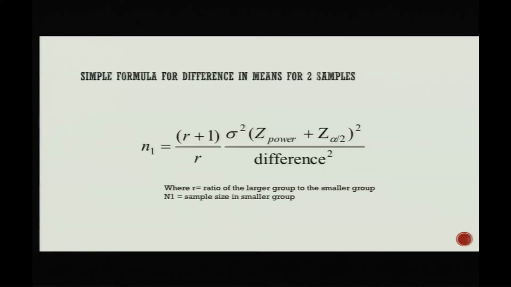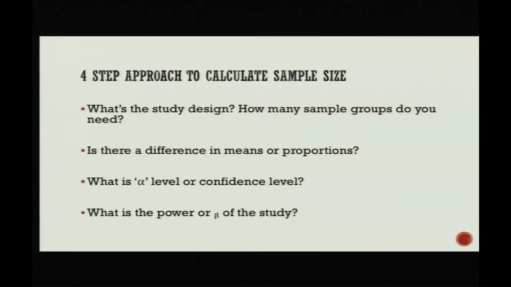So when you have a formula for two samples, the basic formula still remains the same. What you need to do is create a ratio of R plus 1 by R, where R is the ratio of the larger group divided by the smaller group. So we created a 4-step approach to calculate the sample size. What is needed is that you understand the study design, how many groups are there in your study. Is there a difference? Is it a difference in means or difference in proportion? What is the alpha error and what is the power of the study or the beta error?